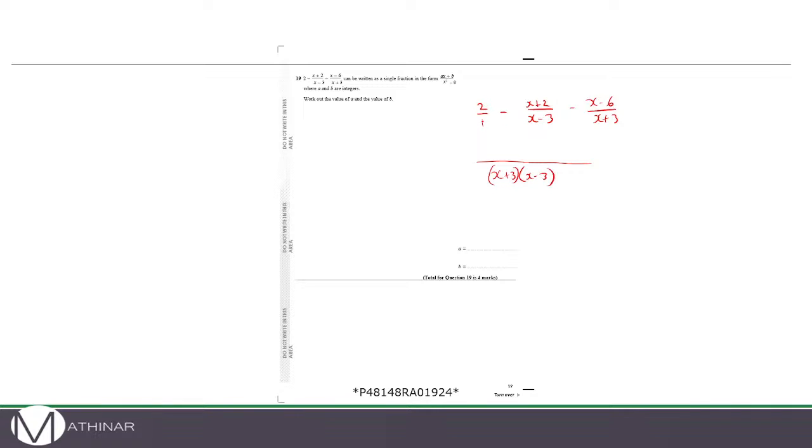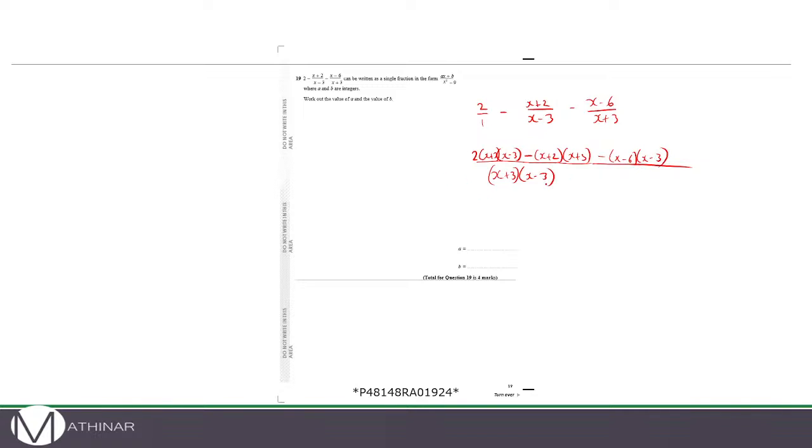Now to make the denominator here x plus 3, x minus 3, I need to times it by x plus 3 and x minus 3. So I need to times the 2 by x plus 3 and x minus 3. Then there's a minus here, there's an x plus 2 already. And if I need to make the denominator here x minus 3 and x plus 3, I need to times the top by x plus 3 as well. And then if we have x plus 3 as a denominator, we need to times it by x minus 3. So it's going to be minus, and then x minus 6, and then an x minus 3.